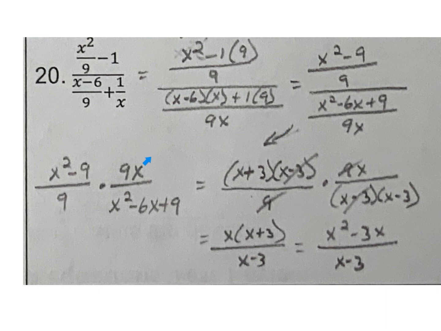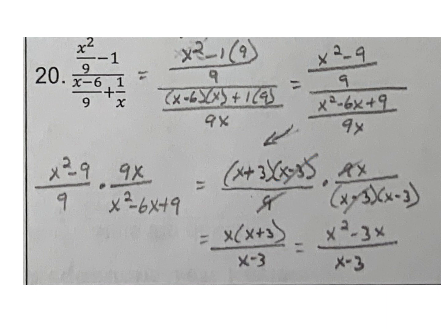Then I'm going to write that problem as a multiplication problem. So the first fraction doesn't change, x squared minus 9 over 9 times, and then the reciprocal of this one is 9x over x squared minus 6x plus 9. Here I'm going to factor these expressions. This x squared minus 9, that's the difference of two squares, x plus 3 times x minus 3, over 9, and then times 9x over, and this trinomial becomes x minus 3 times x minus 3, or x minus 3 squared.